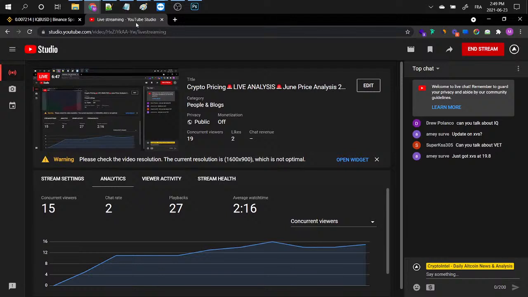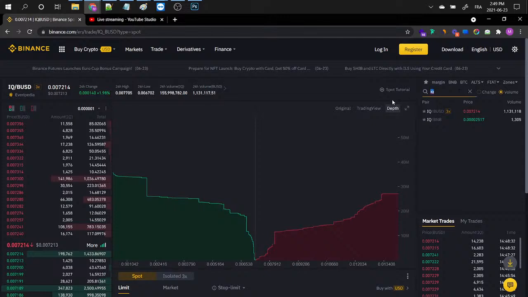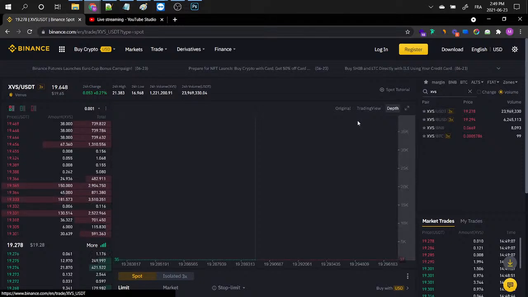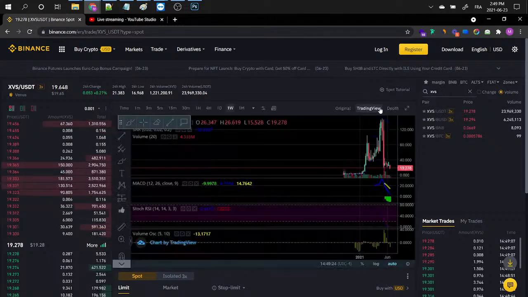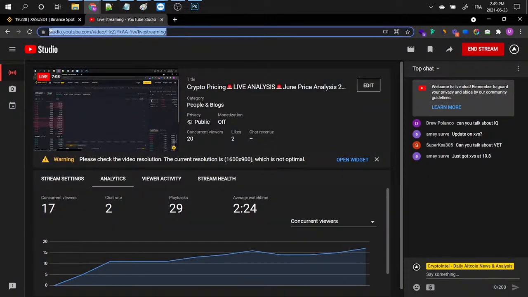Let's see here. We got Amy asking about the XVS. So let's have a look at the Venus, which is rather popular due to its mega dip and its cratery profile. So let's have a look. Okay, so instead of having a look at the depth, I'm going to switch over to the TradingView. So perfect. Let's see. No problem, Drew.